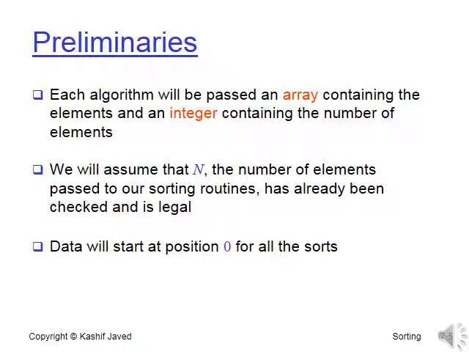In this discussion, we will look into different types of comparison sorts, which I have skimmed through already. Each comparison sort algorithm will be passed as an array containing the elements and integer containing the number of elements. We will assume that n, the number of elements passed to our sorting routines, has already been checked and is legal. Data will start at position or index 0 for all the sorts in our array.